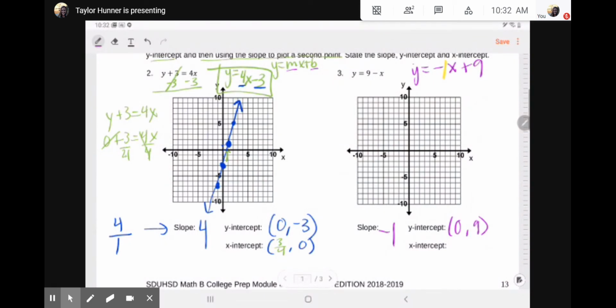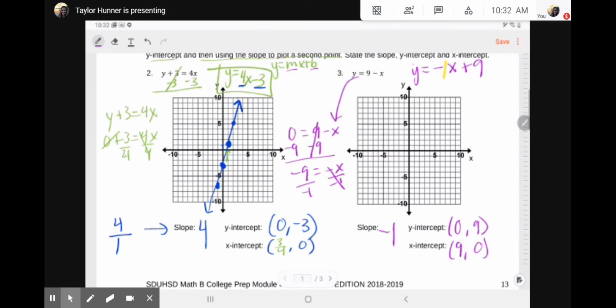And then I could plug in 0 for y to figure out what x would be equal to in the x-intercept. So if I did that, I would come down here, 0 equals 9 minus x. Well, if I subtract 9, I have negative 9 equals negative x. If I were to divide by negative 1 on both sides, that negative would go away, and negative 9 over negative 1 is actually just a positive 9.